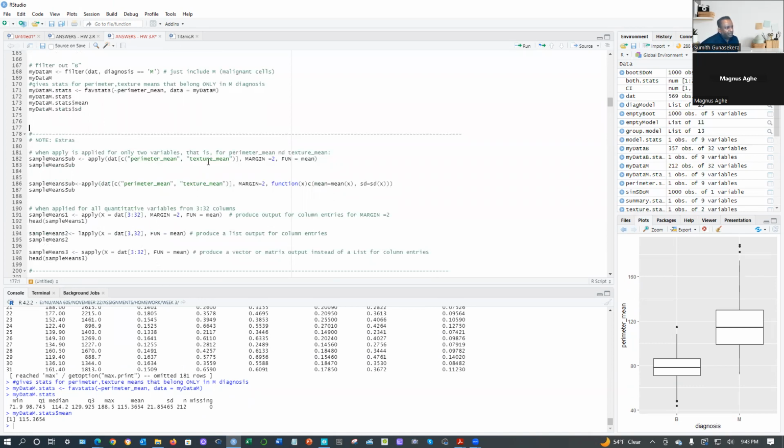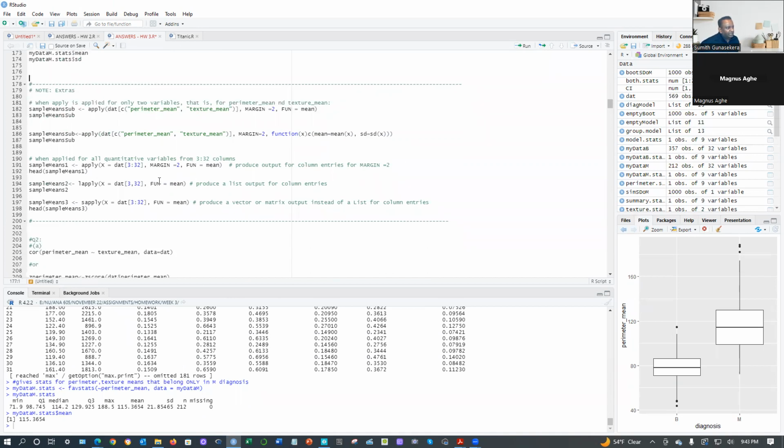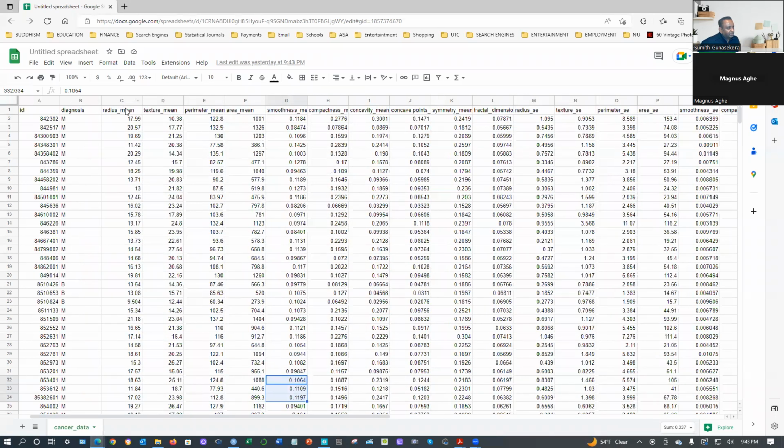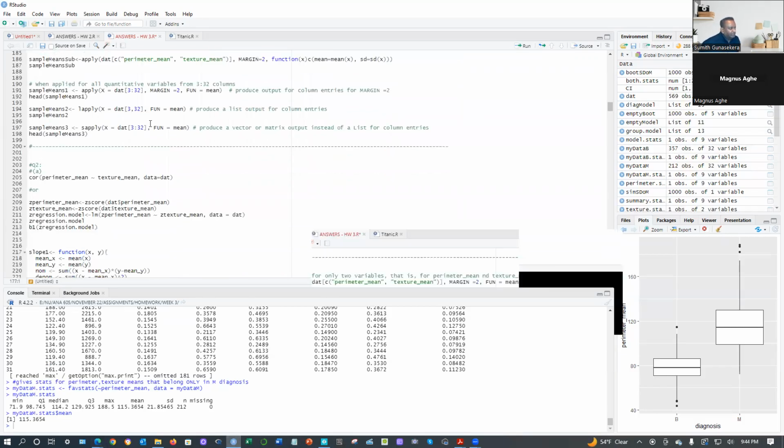If you really need only the perimeter mean and texture mean, you can do that row-wise. It will simply find the mean value. That's a different story. If you want both together, you can do it like that. And if you want to narrow down to just the 3 to 32 variables, cut off the first one, the ID, and the diagnosis, and start from here, 3 to 32. That's another way to get it, but it's not related to this one, so you don't have to worry about it.